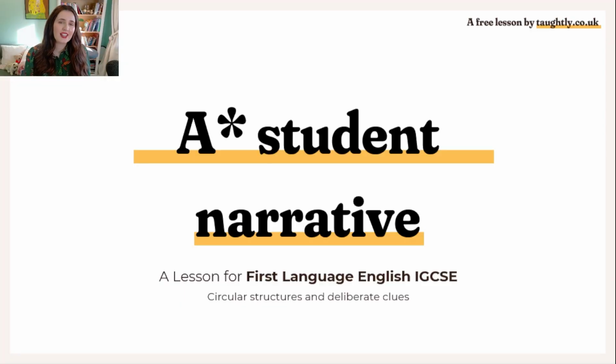So the focus for this lesson is of course narrative writing, but specifically the reason why this student scored so highly was because he used a circular structure and he embedded deliberate clues within his story so that his climax had payoff. It felt realistic, it didn't feel random. So those are the things that I'm really going to focus on as we go through this exemplar piece of work.